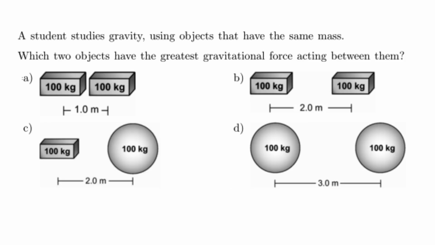A student studies gravity using objects that have the same mass. Which two objects have the greatest gravitational force acting between them? So if you look at the two masses, you can see 100 kilograms and 100 kilograms. All of them have the same mass, but probably different shapes and sizes. But that doesn't matter. Remember, the volume is not what we are going to consider. We will be just looking at the masses of the two objects which are interacting.